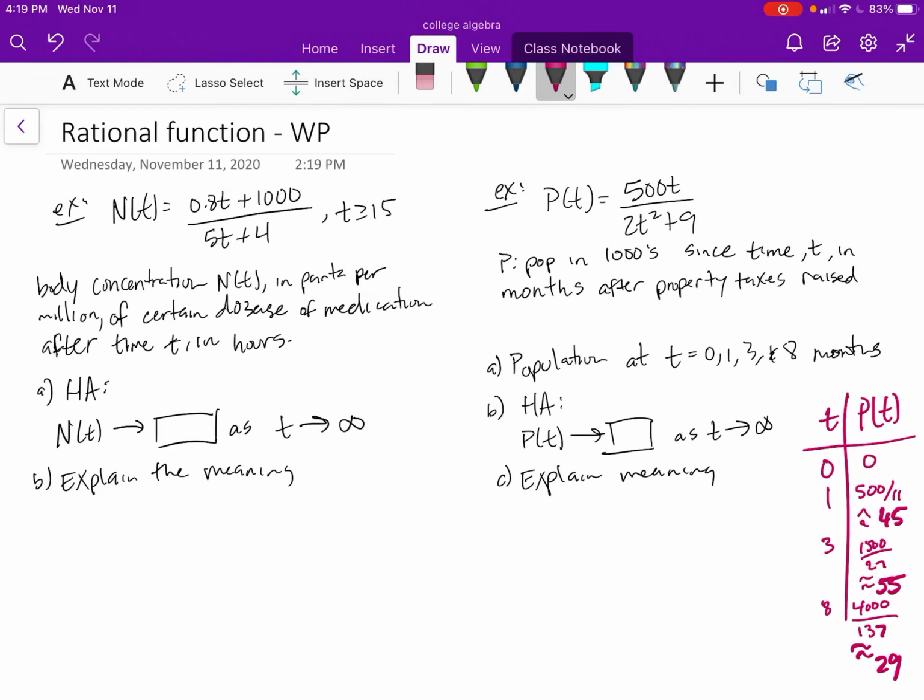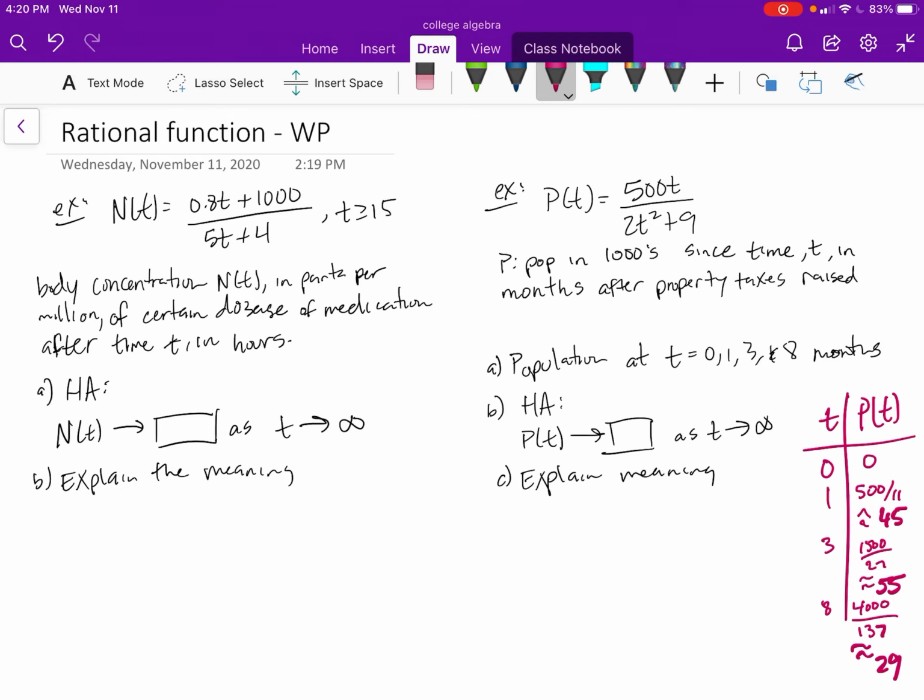There are two word problems here, both rational function word problems, and I didn't copy down the graphs because we didn't necessarily need it, but they may or may not give you the graph, and that's okay. We learned other things about the graph already.